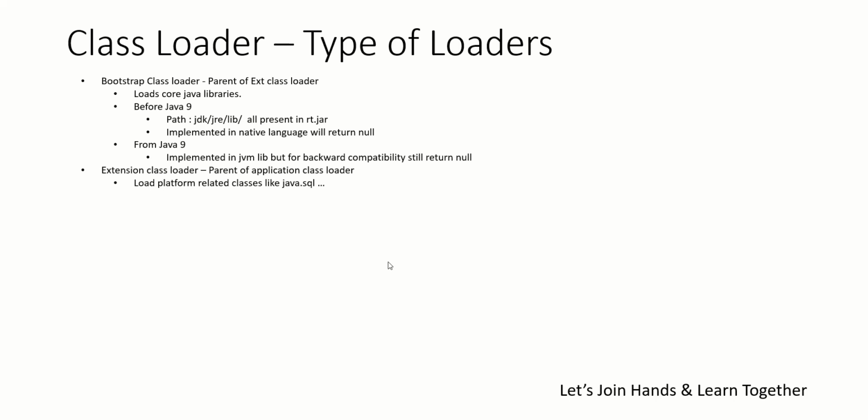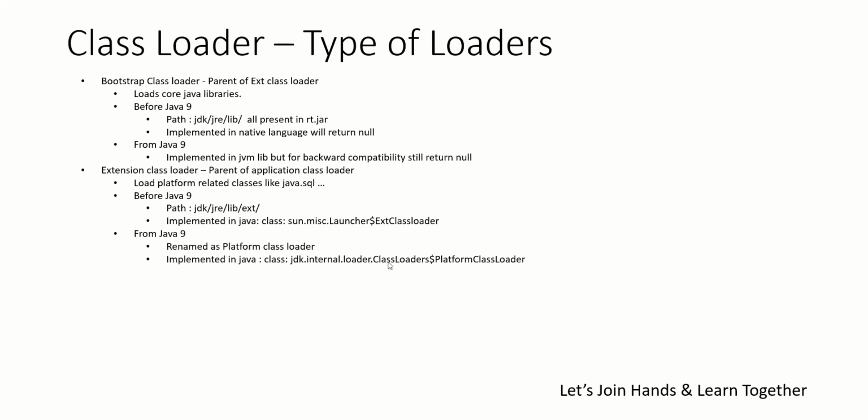Before Java 9, this extension class loader is present in the path JDK/JRE/lib/ext. Inside ext only, we can see that. It is implemented in Java only, and even now it is implemented in Java only. The Java class is sun.misc.Launcher$ExtClassLoader.class. That's where the class is implemented. But after Java 9, just as they removed rt.jar, they also removed this extension path itself.